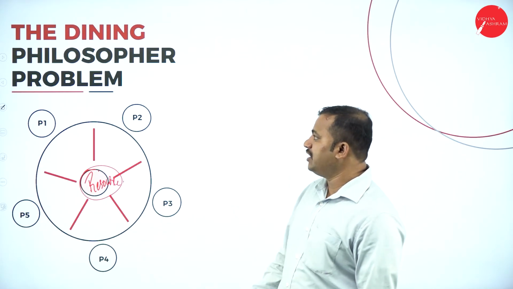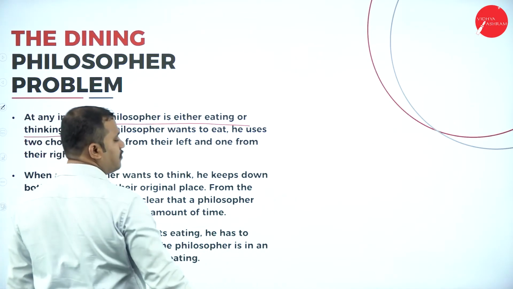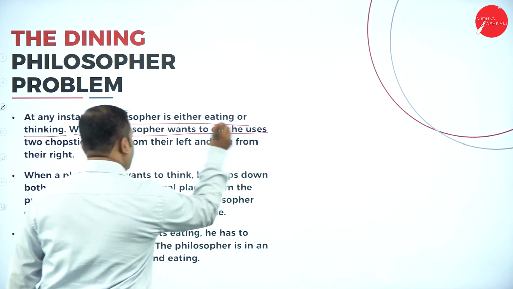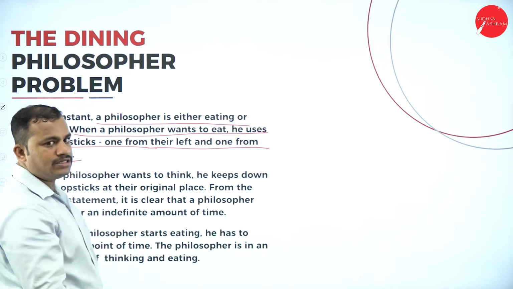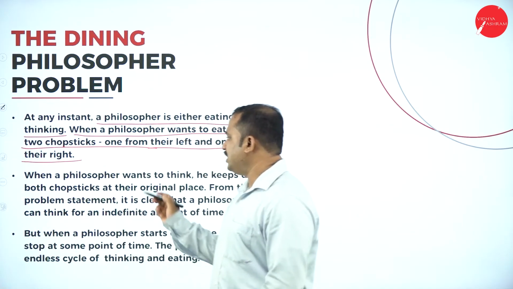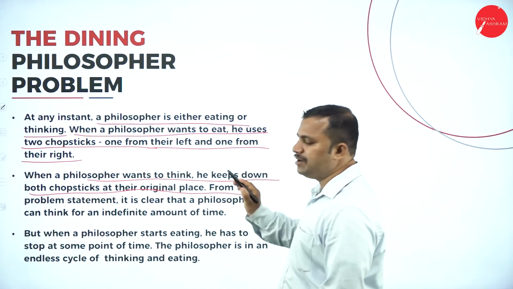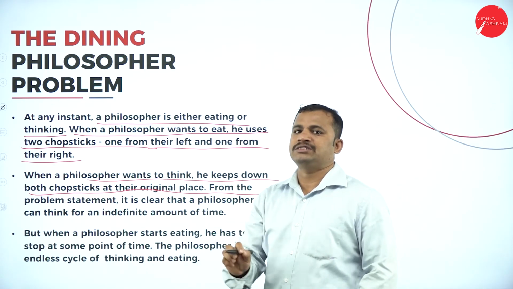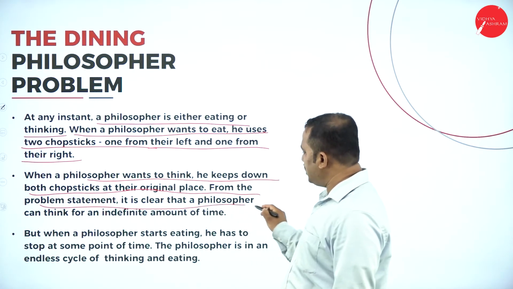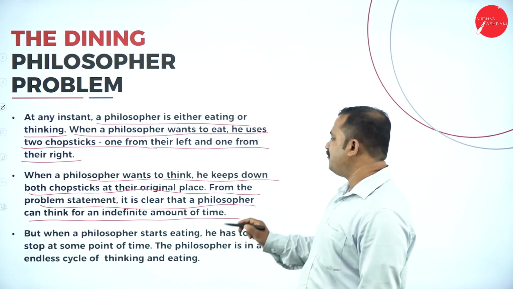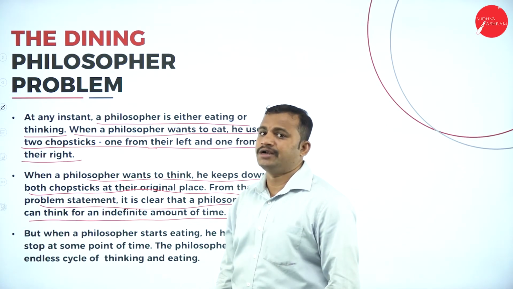We have to allow a philosopher to be either eating or thinking. When a philosopher wants to eat, he uses 2 chopsticks, one from their left and one from their right. When a philosopher wants to think, he keeps down both chopsticks at their original place. During the time of thinking, he places both chopsticks on the table. And from the problem statement, it is clear that a philosopher can think for an indefinite amount of time. It is not a definite time.